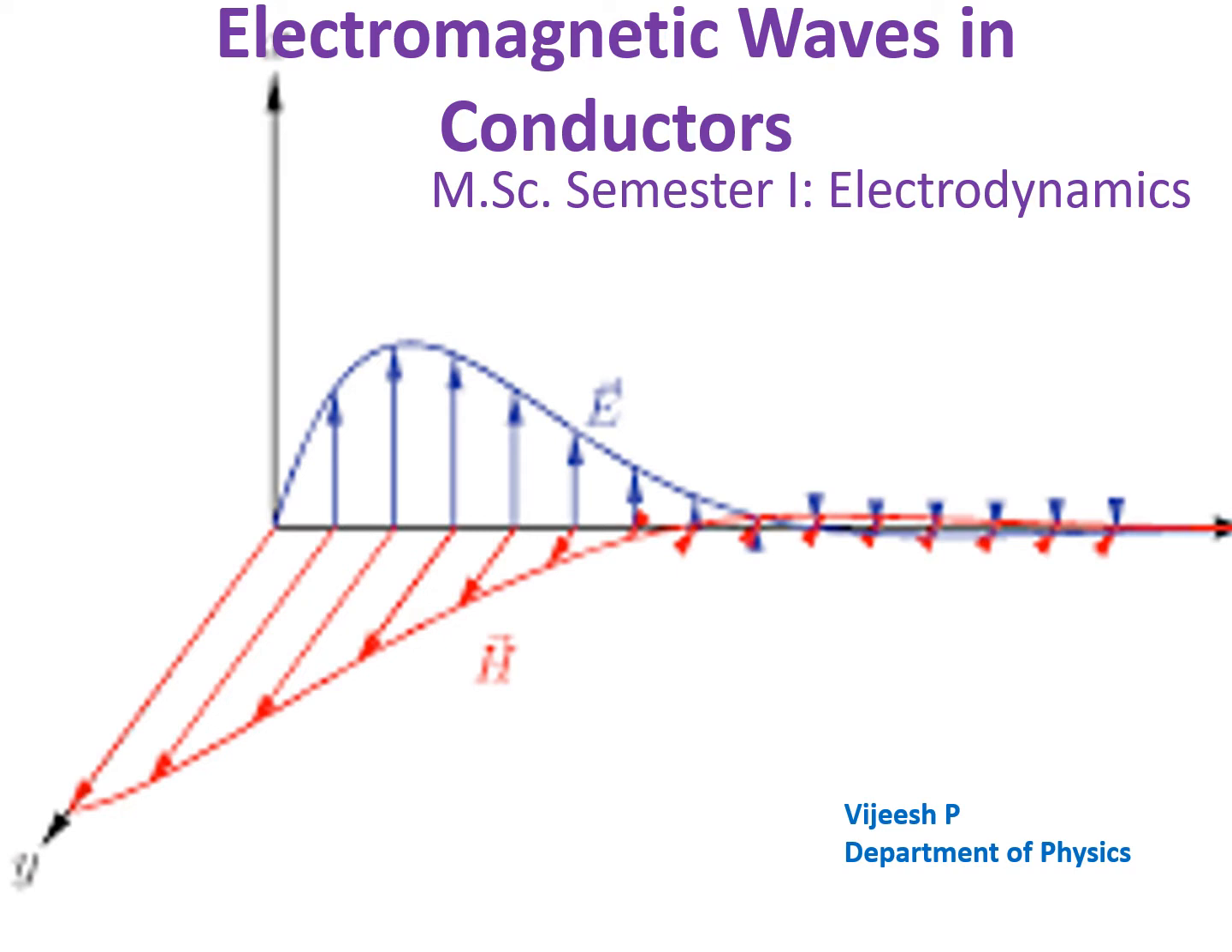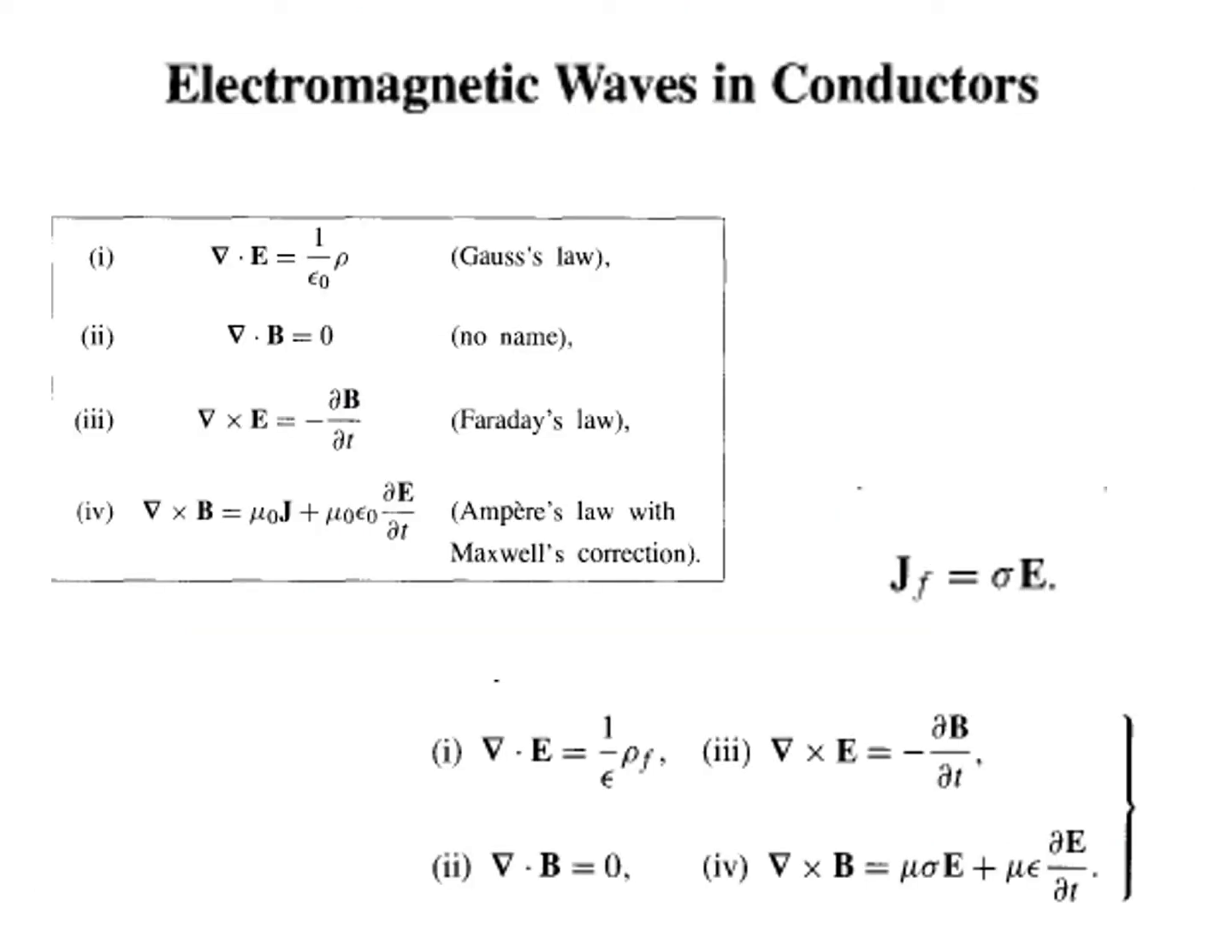In the case of conductors, there will be a free charge density rho f and a free current density Jf, which is not there in the case of electromagnetic waves in vacuum. So the difference in the case of conductors is the presence of these free charges and free currents. We know that the free current, using Ohm's law, is Jf equal to sigma E.